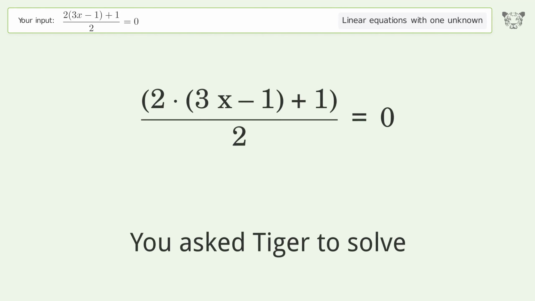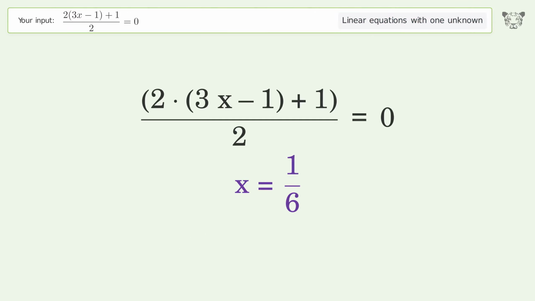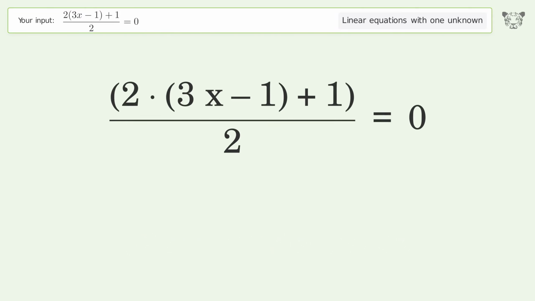You ask Tiger to solve. This deals with linear equations with one unknown. The final result is x equals 1 over 6. Let's solve it step by step. Simplify the expression. Break up the fraction.